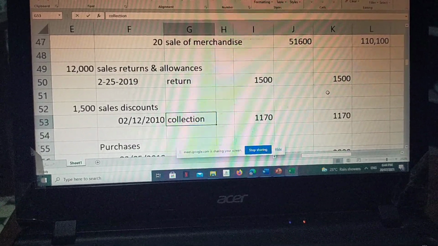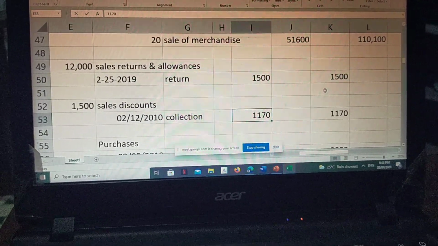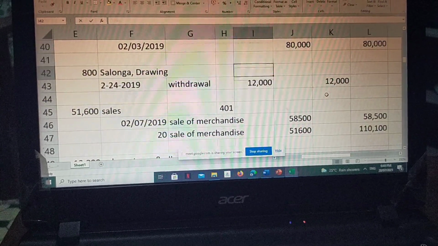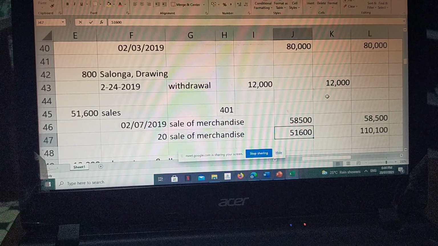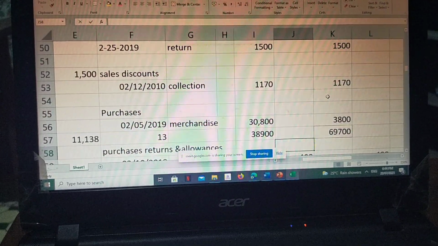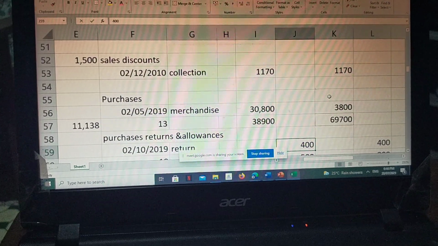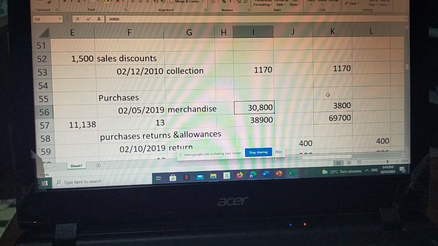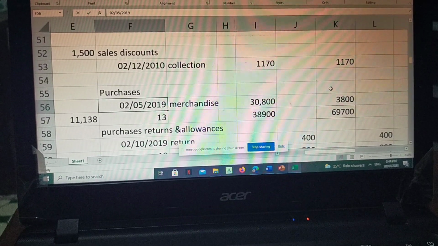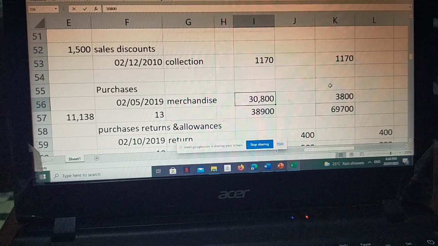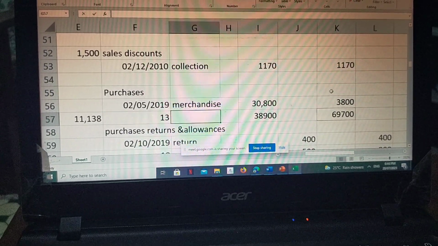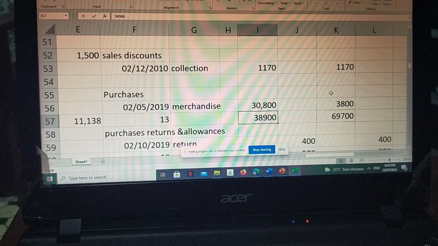For the sales discount on February 12, ito yon. From the collection or from the sales of 58,500. Remember? Ito. I know, 51,600 I should say. Kaya merong 1,170 na discount. For the purchases naman, we have here merchandise. Yes, the purchases of merchandise 30,800, and then second on February 13th amounting to 38,900.